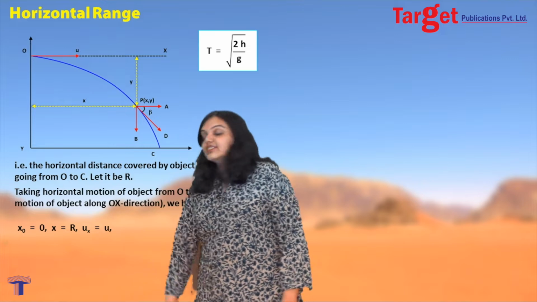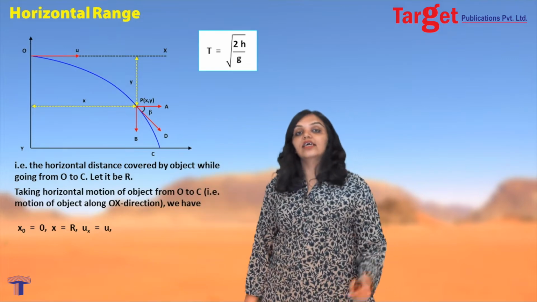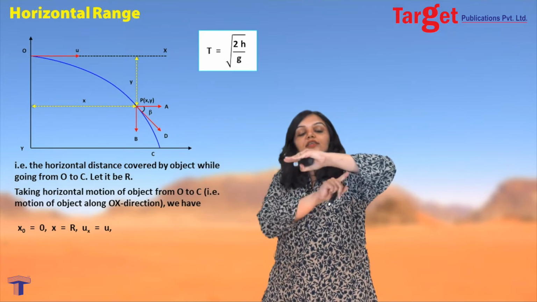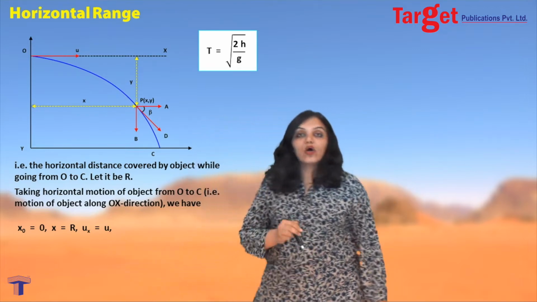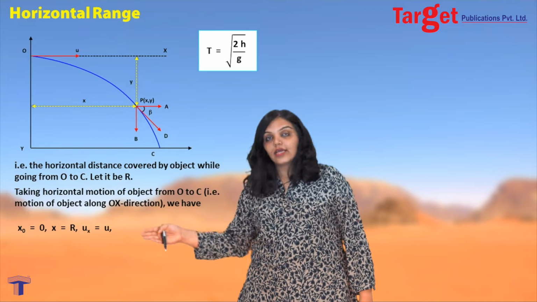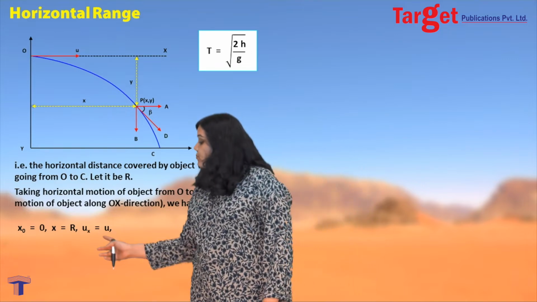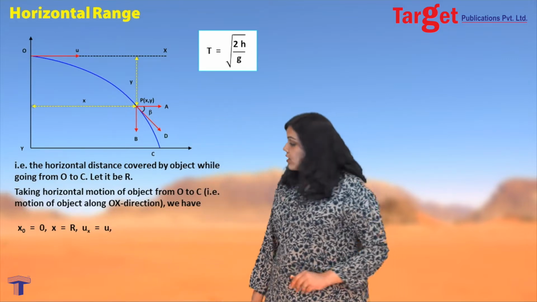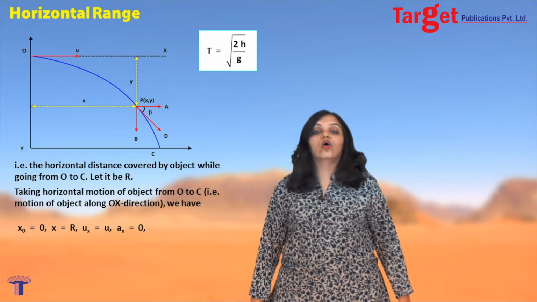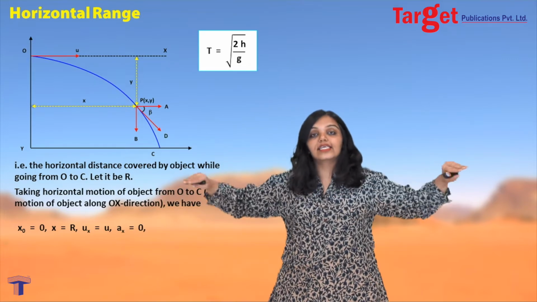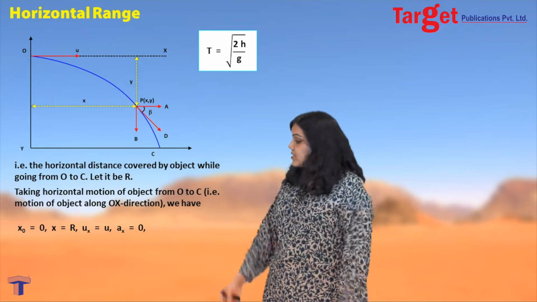We also have ux is equal to u. We have said that in a horizontal projection, the initial velocity is completely horizontal, which is nothing but u. And because this velocity does not change with time, finally also this velocity will be u only, just to recap that. Finally, I say that the acceleration along this direction is 0 because along the x direction there is no force, so there is no acceleration.